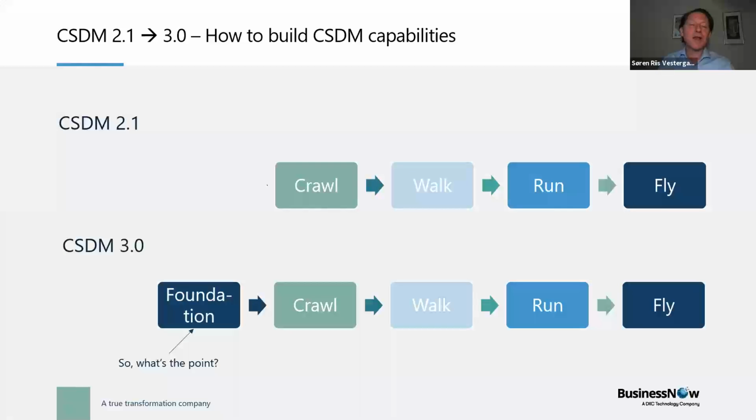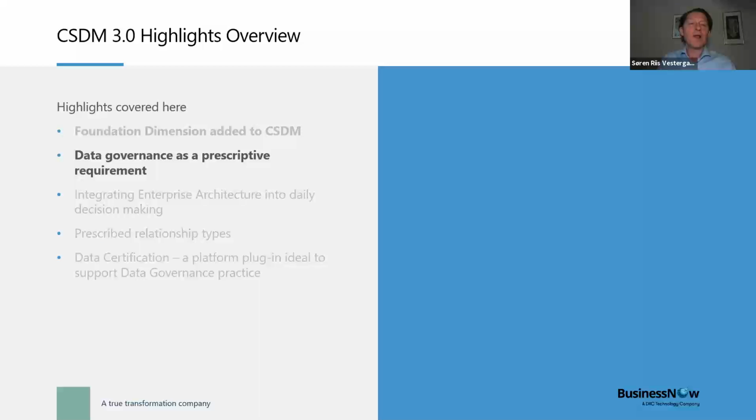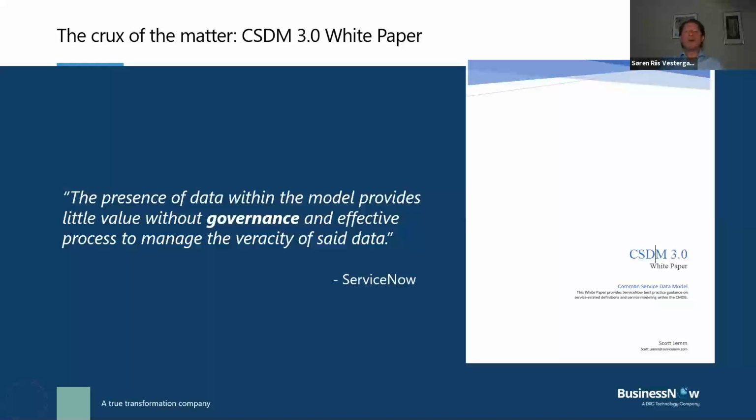But in CSDM 3.0, it says before we even start that, we should get a good grip of the foundation data, the foundation dimension or perspective in the model. So what's the point of that? Well, the point is that if we don't have good data governance around our ServiceNow and our ServiceNow data, we will not get the full benefit of the model.